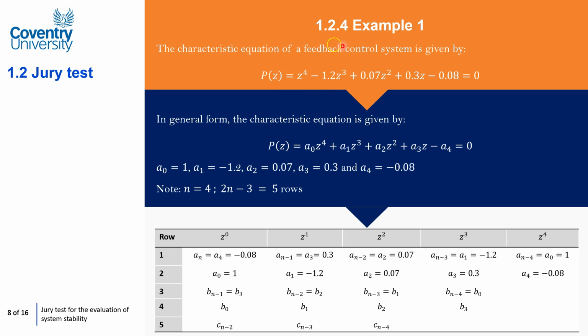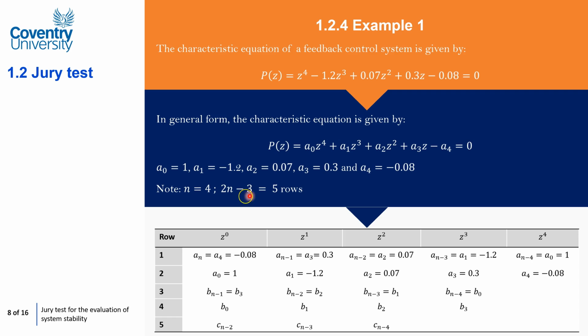So the characteristic equation of a feedback control system is given by this. This is effectively a fourth order polynomial. So in the general form, the equation is given by this. Just to help you, I've highlighted A0, which is 1, A1, which is minus 1.2, A2, which is 0.07, A3, which is 0.3, and A4, which is minus 0.08. And you can see here that I've put them down here.